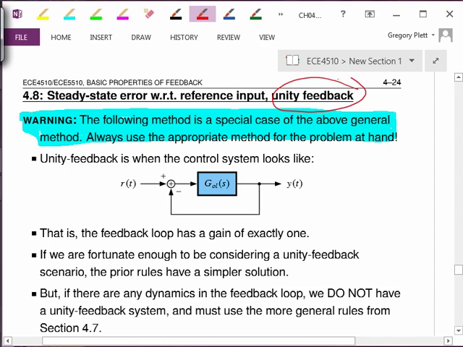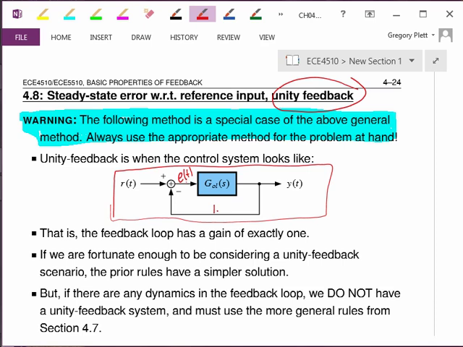As a reminder, this is what a unity feedback system looks like. It's any kind of feedback system where the feedback gain is exactly 1. The output y is compared to the reference input exactly to compute the error signal going into the open loop system, which might include the plant or the compensator and the plant together. If we're fortunate enough to have this situation, we have a simpler solution when we're looking for the steady-state error.